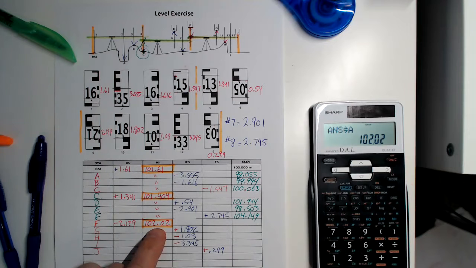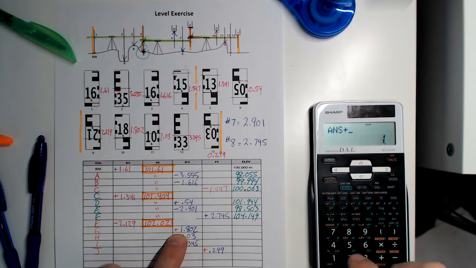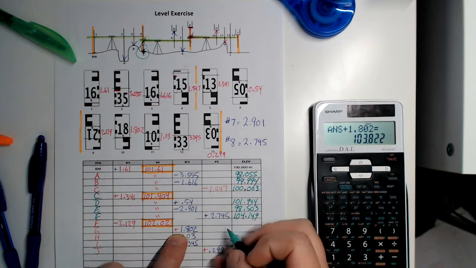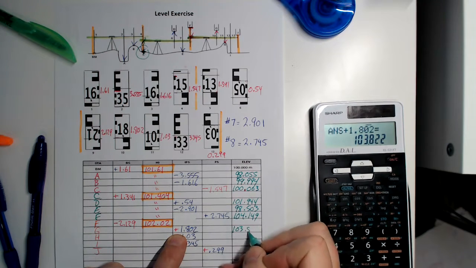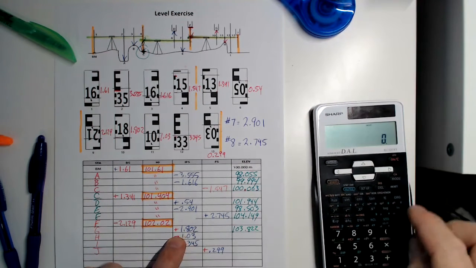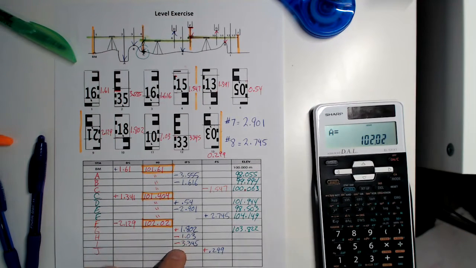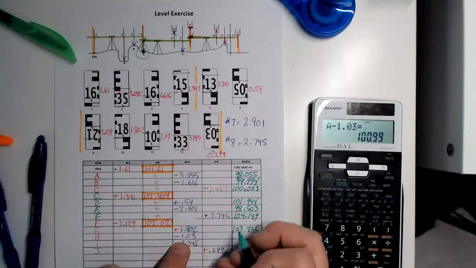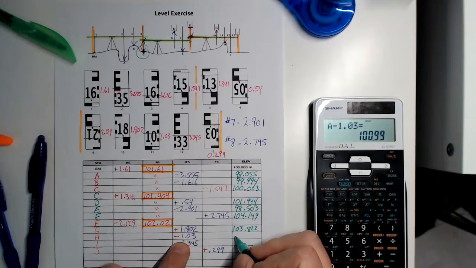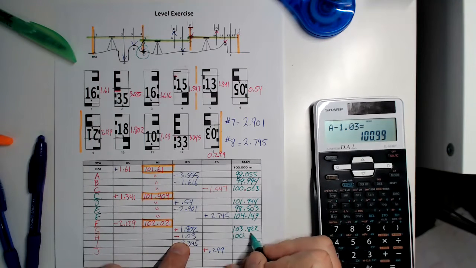So we have a 102.02 instrument height. We'll go ahead and our first reading at station G, we will add this. So plus 1.802, which gives us an elevation at station G of 103.822. I'll recall that instrument height again. The next one, we will subtract 1.03, which gives us an elevation for station H of 100.99.